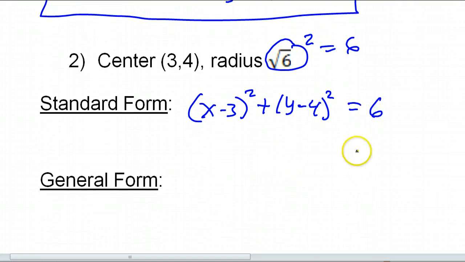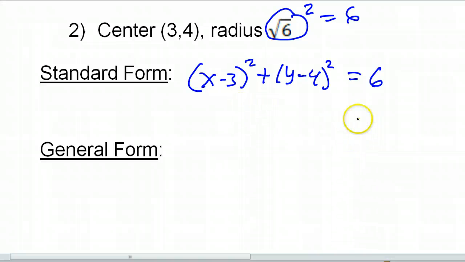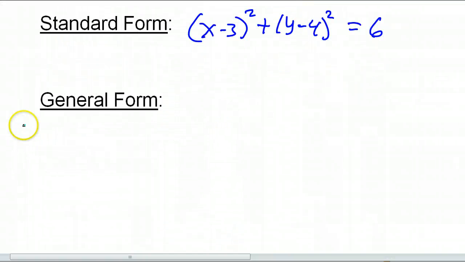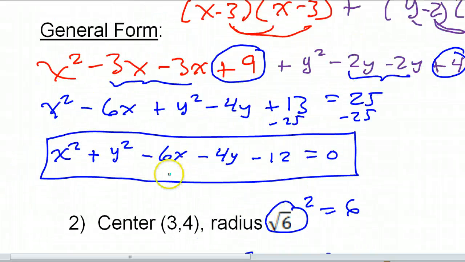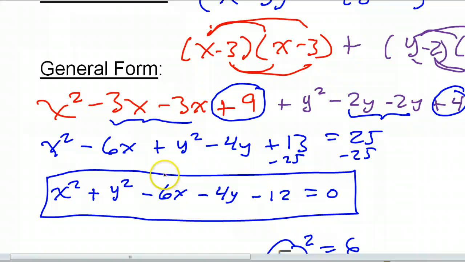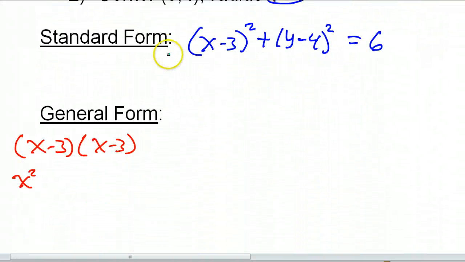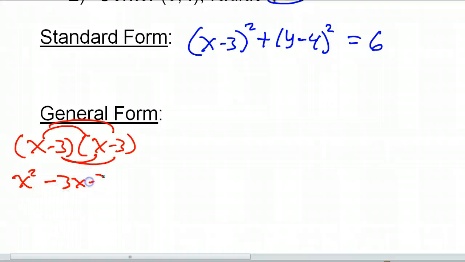Okay. And then again, switching this over to general form, we need to multiply all this out. So if I do x minus 3 times x minus 3, that's going to give me, wait, didn't we just do this? Yeah, it's slightly different, not much. Well, okay. I'll just do it again. So doing this same thing like we did before, that's going to be x squared minus 6x plus 9, just like before.